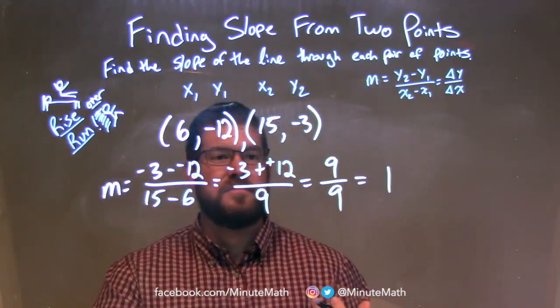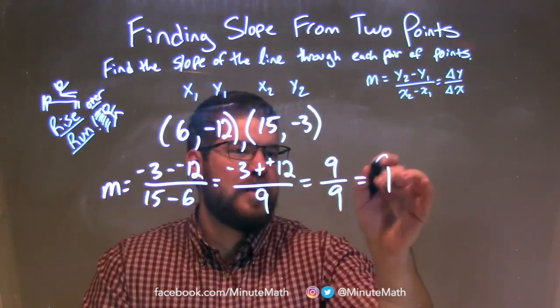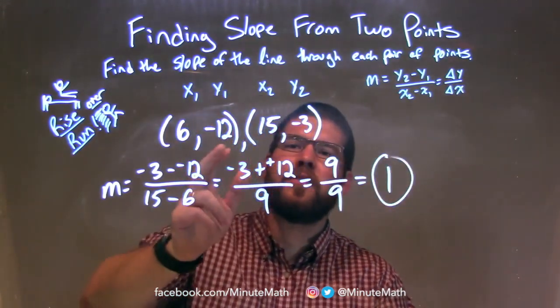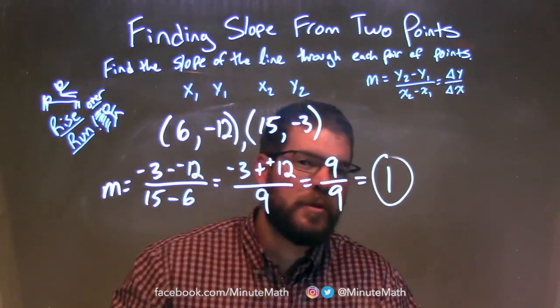And then we have it. Pretty easy, right? 9 over 9 is just 1. That's our slope. That's our final answer. And the slope between these 2 points is just 1.